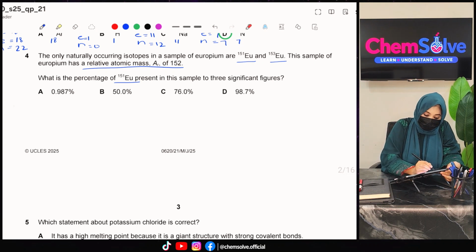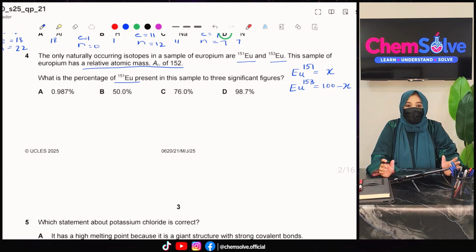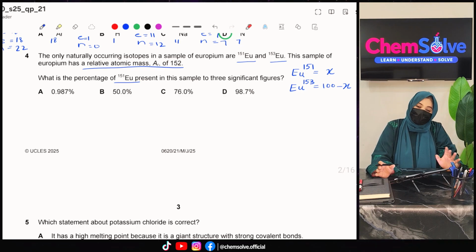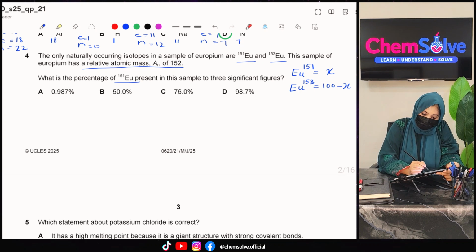If I suppose that EU 151 has the percentage abundance x, then automatically EU 153 would have the percentage abundance 100 minus x. Make sense? Because the total abundance is 100. So if something has only 2 isotopes, and the abundance of the first isotope is x, then the other would automatically be 100 minus x. Now I will put my formula.